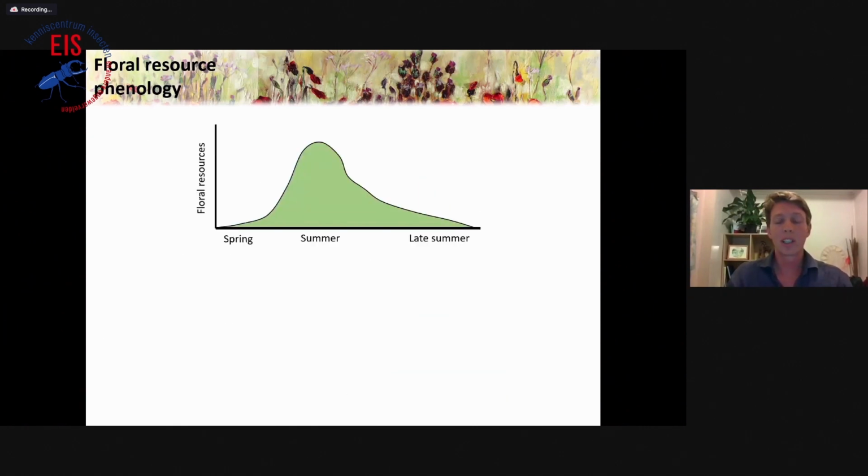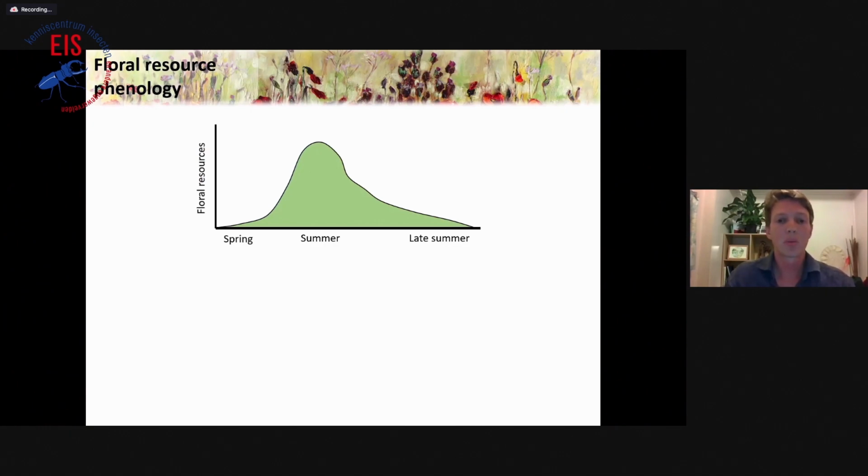I'm just going to explain why this is potentially so important for bumblebees. In this scenario, which is just a schematic diagram, we have the bulk of floral resources being produced in the midsummer. This is when most species of plant tend to be in flower, and there's far less available in the spring and the late summer.